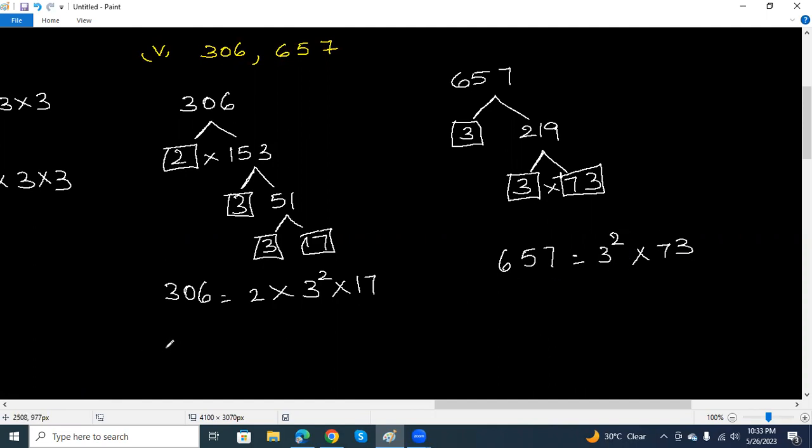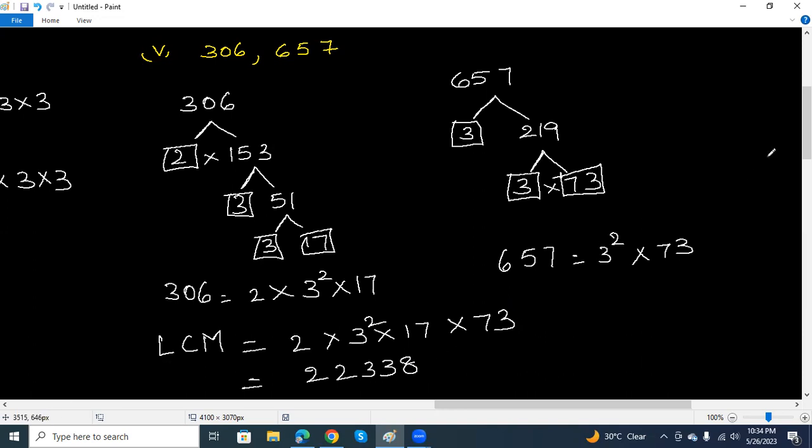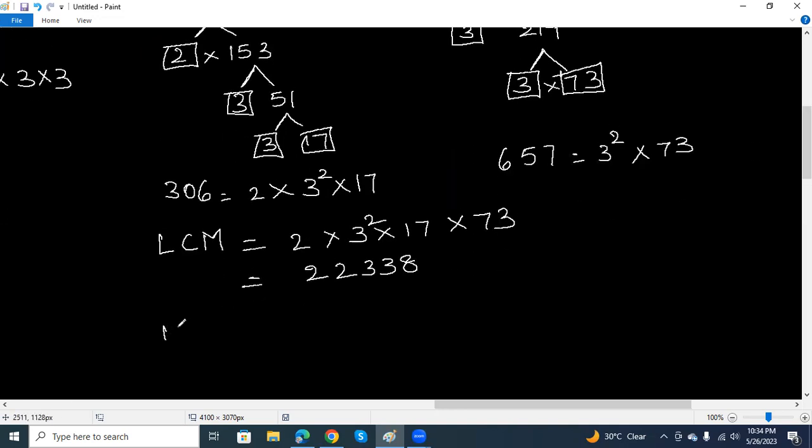Yeah. So now write LCM. All the factors: 2, 3, 17, 73. With the highest power, 2 highest power is 1 only. 3 highest power is 2. 17 once only. 73 also once only. So we need to multiply. 3 square is 9. 9 2s are 18. 18 and so the total multiplication we get 22,338 is the LCM.